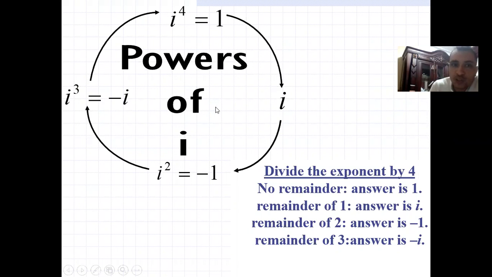If there is no remainder, the answer will be 1, like i power 4, i power 8, i power 12, i power 16. It means multiples of the number 4. If we have a remainder of 1, the answer will be i, like i power 5, i power 9, i power 13, i power 17, and so on. If I have a remainder of 2, the answer will be negative 1, like i power 6, i power 10, i power 14, i power 18, and so on. And if the remainder is 3, the answer will be negative i.